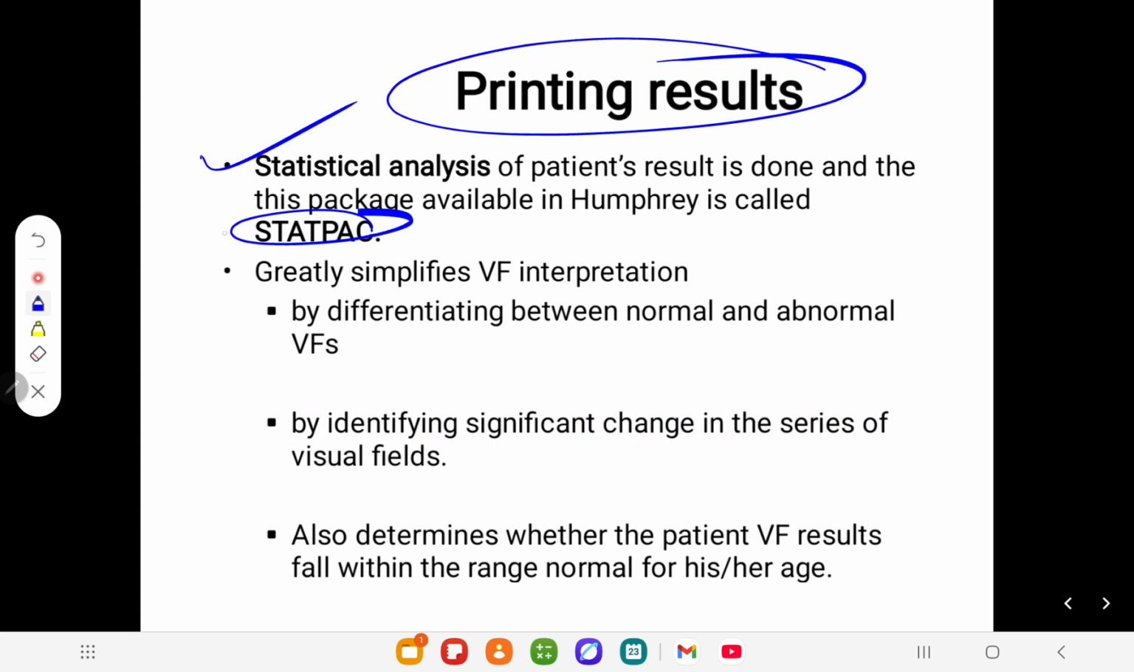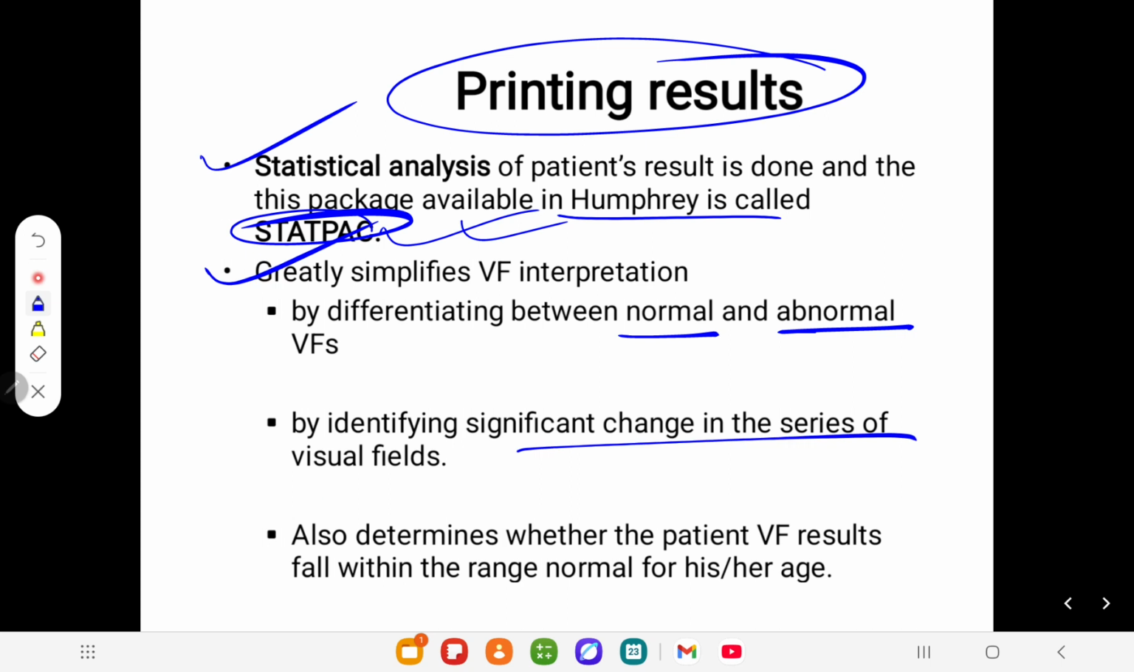So basically, we have to understand what is stat pack. Statistical analysis of patient results is done, and this package is available in Humphrey. It's called stat pack, which is basically the statistical analysis software of the Humphrey. It greatly simplifies visual field interpretation by differentiating between normal and abnormal visual fields. It will also identify significant change in serial visual fields, which is not covered in the single printout but in the serial visual field changes, and determine whether the patient's visual field results fall within the range of normal limits for his age.